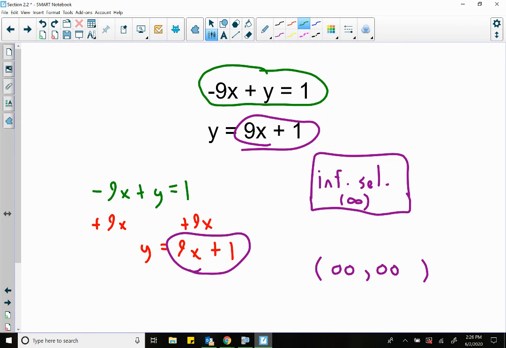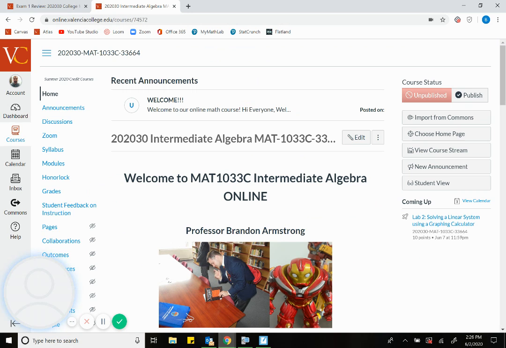All right. And that, my friends, is section 2.2, graphing to solve systems. Enjoy.